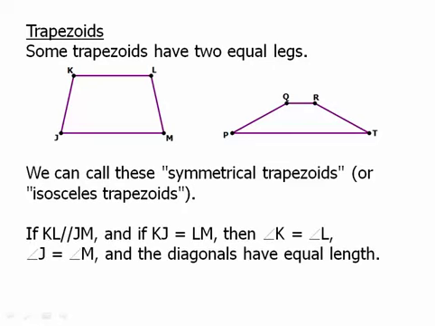If the two sides are parallel, and if KJ equals LM, the legs are equal, then we know that the angles on the opposite sides have to be equal. Essentially, the shape becomes entirely symmetrical. So angle K equals angle L, angle J equals angle M, and also the diagonals have equal length.